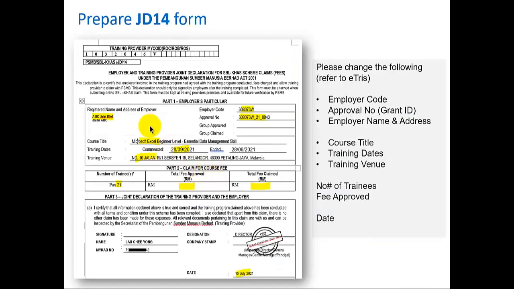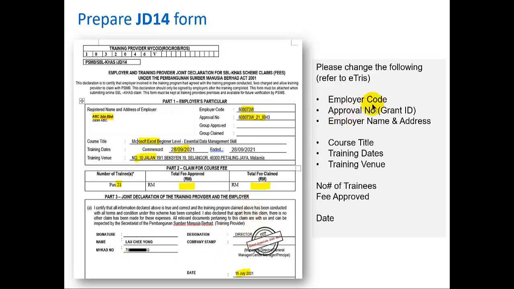With that, you prepare your JD14 form, because for this one you need to change several fields: employee code, approval number, employee names, address, course title, training dates, venue, number of fee approval, and date. Of course you can put in your destinations and your name and so on. So that is preparing the JD14.